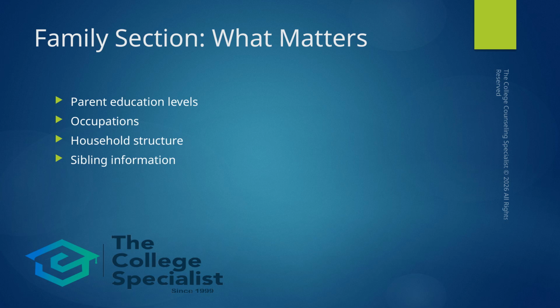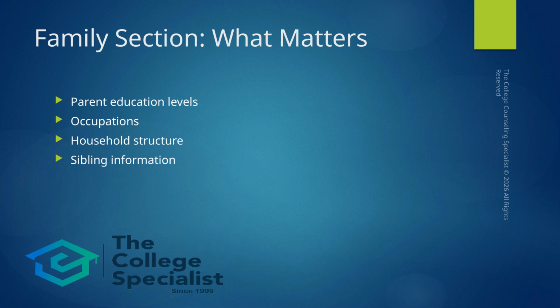The family section gives colleges important context about your household, including parent education levels, occupations, and family structure. This information helps admissions officers understand the environment you grew up in and the resources that may or may not have been available to you. For example, if neither parent attended college, that signals first-generation status, which many institutions actively support. Parent occupations can also provide insight into your responsibilities at home or the types of experiences that shaped your worldview.